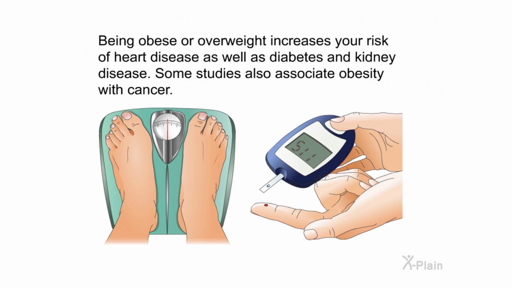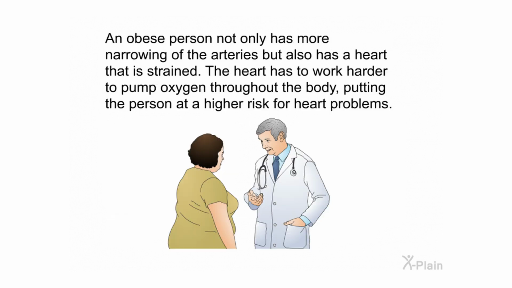Being obese or overweight increases your risk of heart disease as well as diabetes and kidney disease. Some studies also associate obesity with cancer. An obese person not only has more narrowing of the arteries but also has a heart that is strained. The heart has to work harder to pump oxygen throughout the body, putting the person at a higher risk for heart problems.